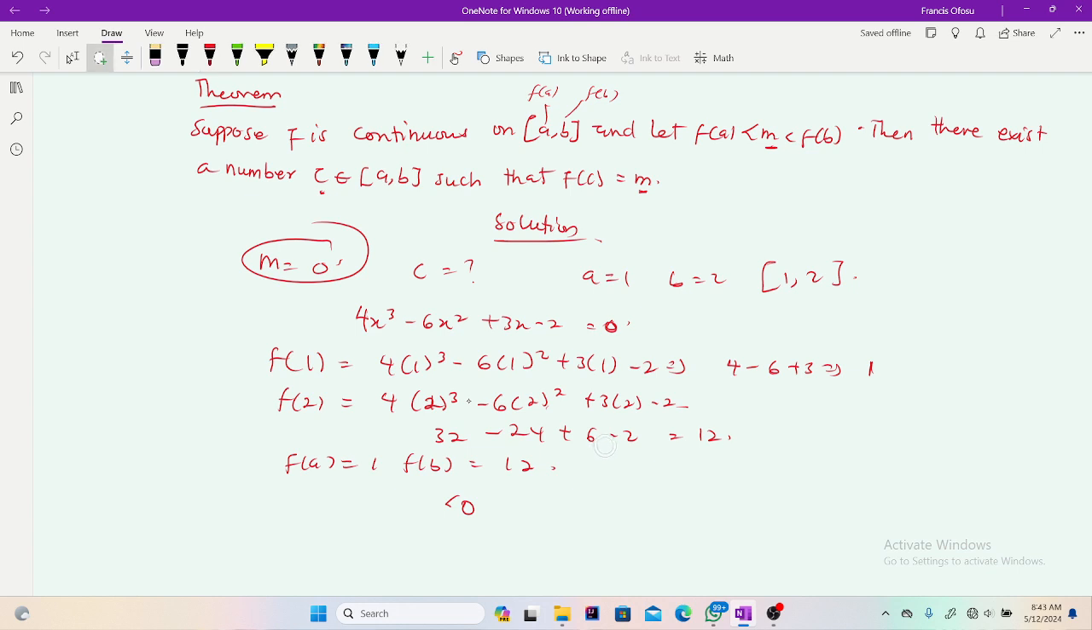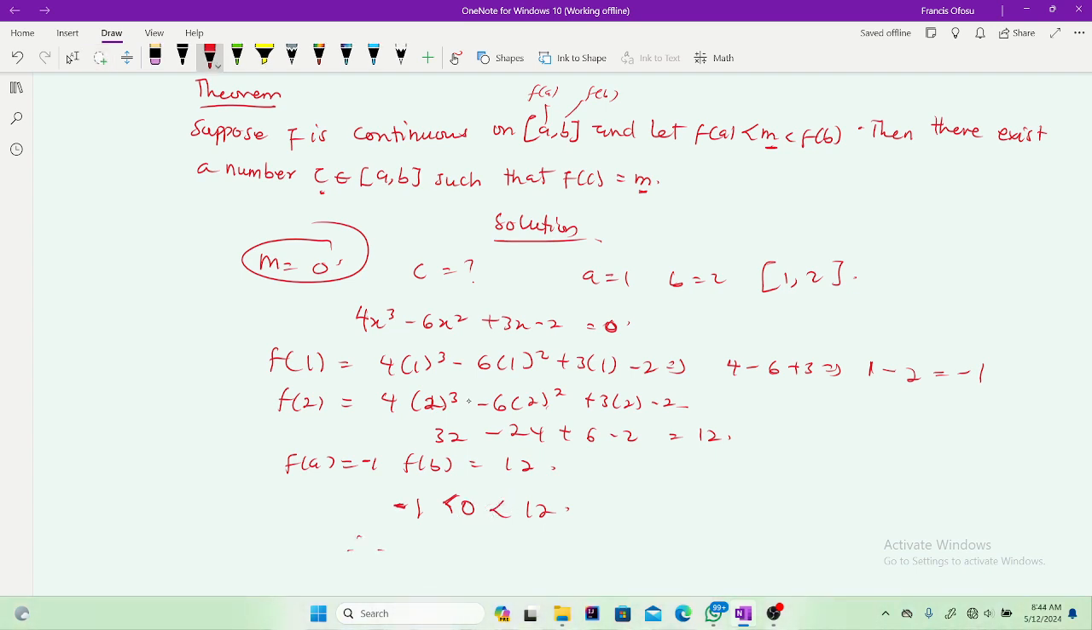So let's check our f of 1 again. When I put 1 here, I'm getting 4, right? So I had minus 2 here. Sorry, I forgot to add a minus 2 here. So that explains the mistake. So I'm getting 4 minus 6 plus 3 minus 2. So I'm getting this 1 minus 2 again. So this is negative 1. So my f of a is negative 1. Sorry for that. f of b is 12. So my 0 will be greater than negative 1 but less than 12, right?